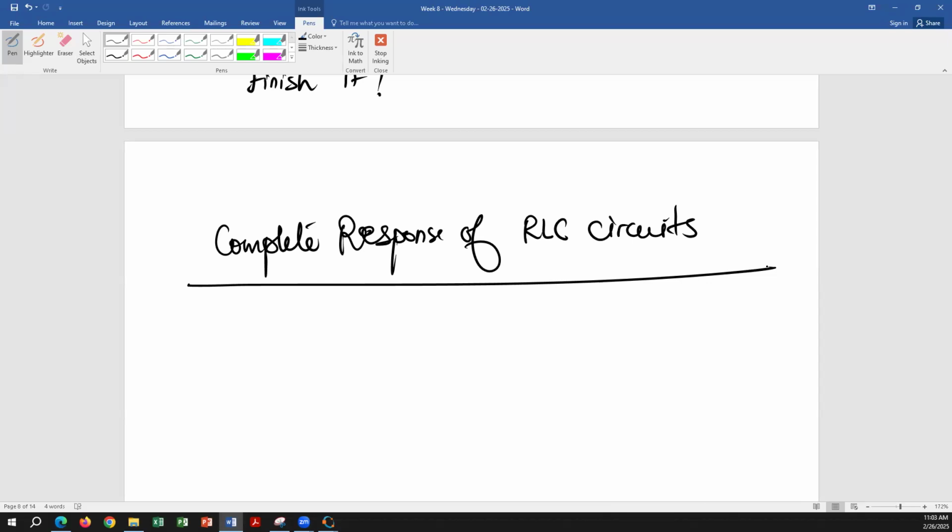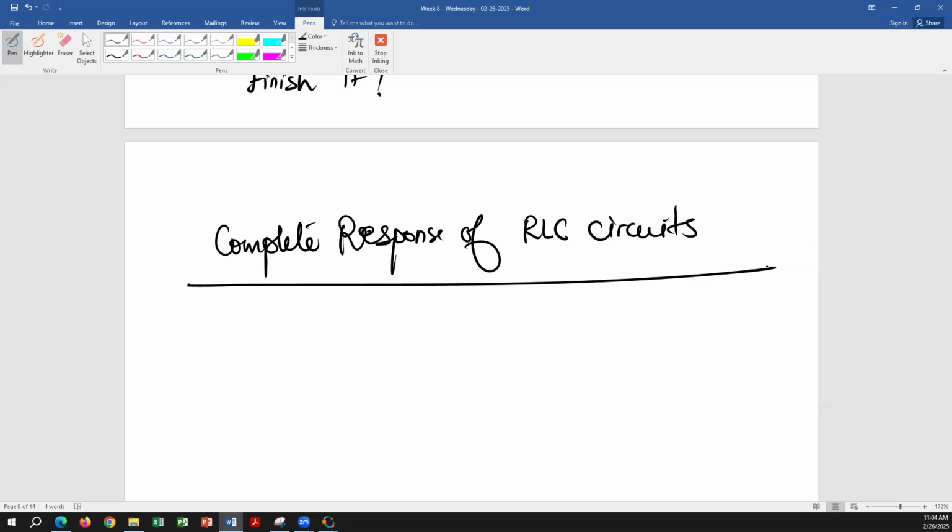What was the methodology that we followed to find the complete response of RL and RC circuits? What did we use to do? Who's going to tell me? Say it again. Very good. Excellent. So you have to find two components. You have to find the steady state component of that variable, whether it's the capacitor voltage, inductor current, or whatever. Steady state means that you let the circuit run for a very long time, assume the capacitor is an open circuit, the inductor is a short circuit, and see what that value will be. That's the steady state value.